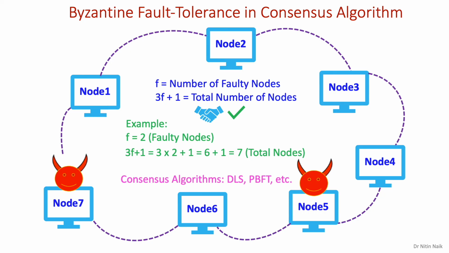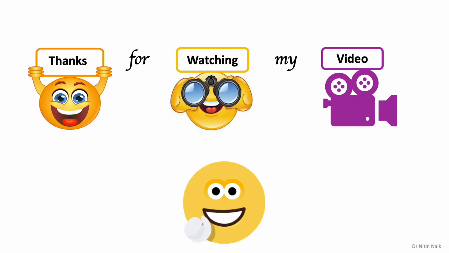Examples of Byzantine fault tolerance consensus algorithms are DLS and PBFT.